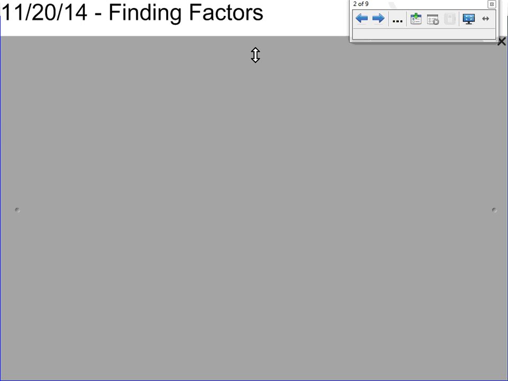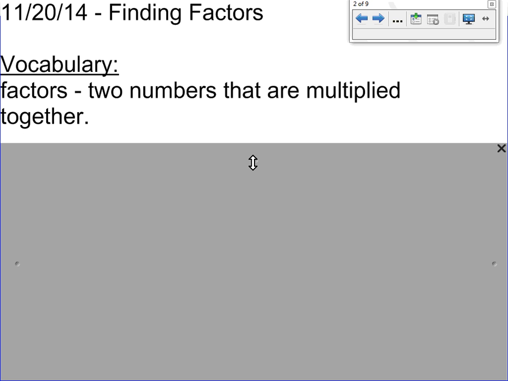I've got a few vocabulary terms for you. The first one would be factors, and that's any two numbers that you multiply together. So for example, 3 and 6. I know I can take 3 and 6, multiply them together, and 6 times 3 is 18. I know I can take 5 and 4. If I multiply 5 times 4, I get 20. So I just basically think of any two numbers I multiply together, those are factors.